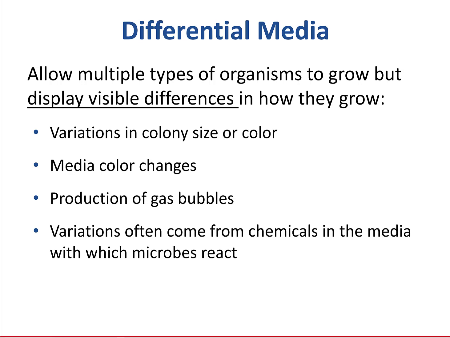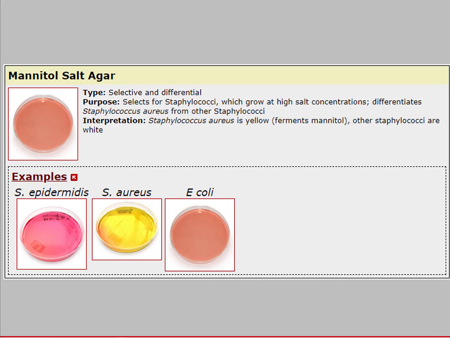So here's mannitol salts agar, selective and differential. It selects for staph because certain microorganisms can grow at high salt, since the environments they typically grow in contain a high amount of salt or high osmotic pressure. And this will differentiate Staph aureus from other staph. Staph aureus itself has this characteristic: on a mannitol salts plate, it ferments mannitol and turns bright yellow. And in this example, other staph will just be white.